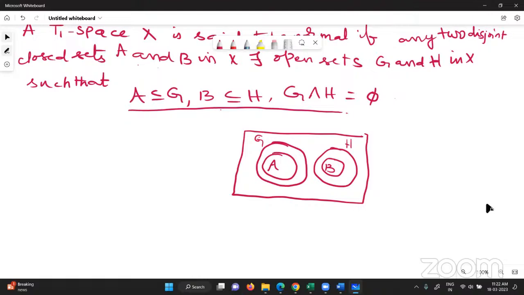If you are free in any class, make a call to me and I will try to take that. We have to do three theorems, and with that the syllabus will be over: Urysohn's lemma, Tietze's extension theorem, and Urysohn's embedding theorem. Three theorems I will teach. And then you have to do connected spaces. Any doubts you can ask me. Any questions?